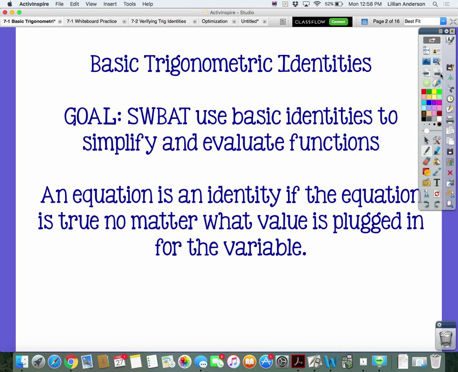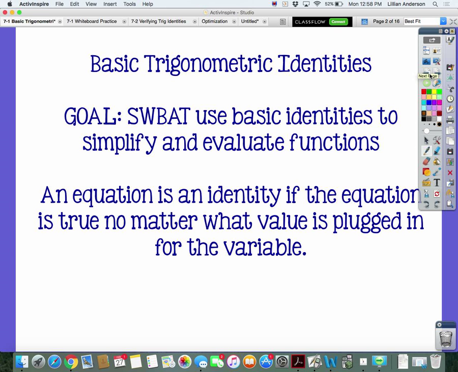Alright, so basic trigonometric equations. Today we're going to learn about a few basic identities and how to use them to simplify as well as evaluate functions. Now, an equation is an identity if the equation is true no matter what values are plugged in for the variable. That's what makes something an identity.